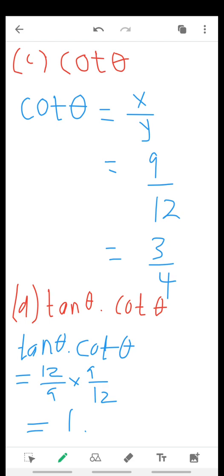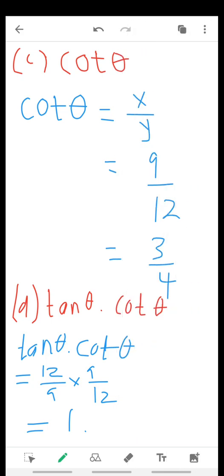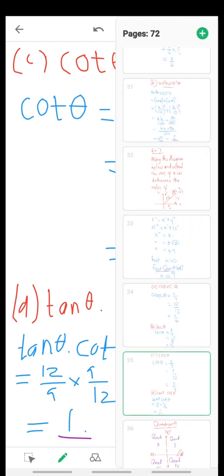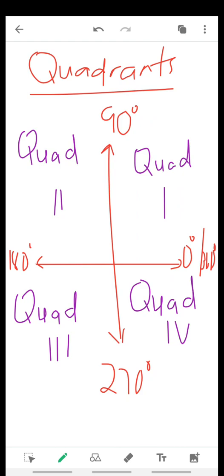Remember, cos theta is the reciprocal of tan theta, which will be x over y. Therefore, it will be 9 over 12. Multiplying, we got 1. Well done. You see what I was telling you. When you multiply the reciprocals, your answer will be a 1. Well done.